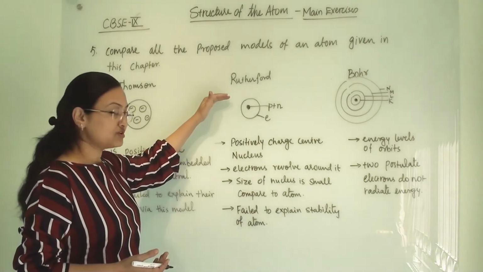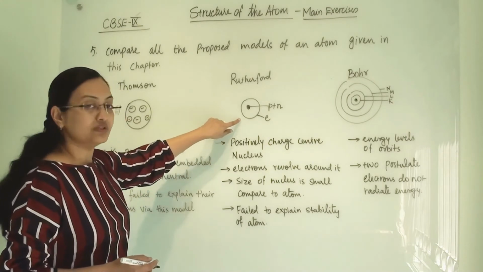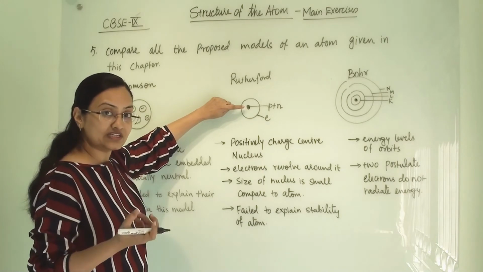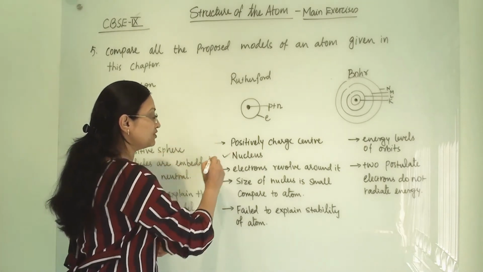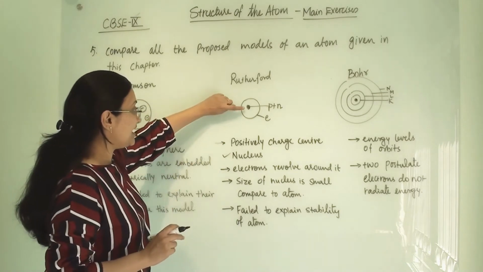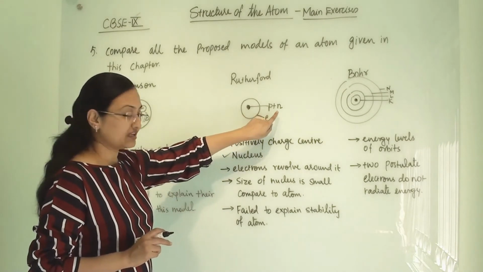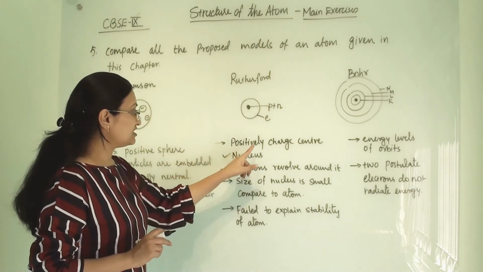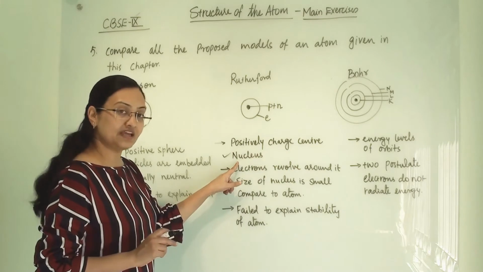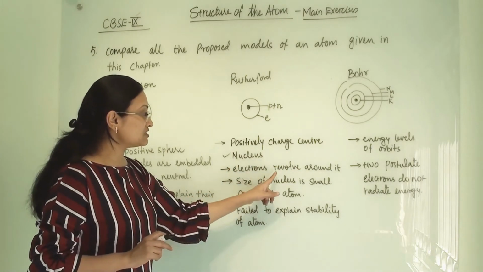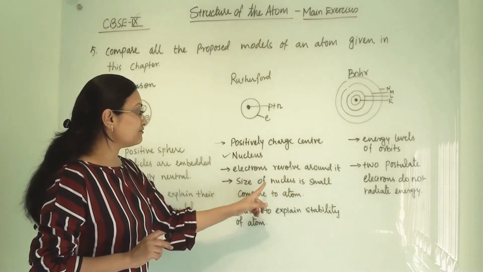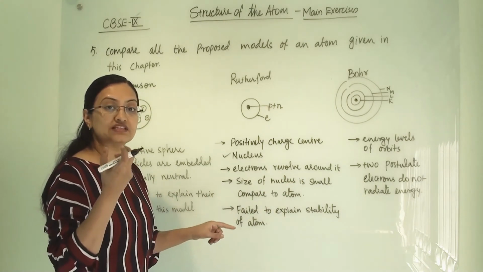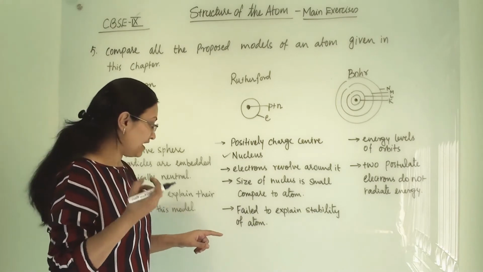Now coming to Rutherford's model of an atom, he gave this structure. He said that in the center of the atom, the nucleus is there. He was the first scientist who gave the name nucleus. And in the nucleus, protons and neutrons are there and electrons are revolving around the nucleus. A positively charged center is there and he gave the name nucleus. Electrons are revolving around it. Size of nucleus is very small compared to the atom. The whole mass of the atom is lying at the nucleus of the atom.